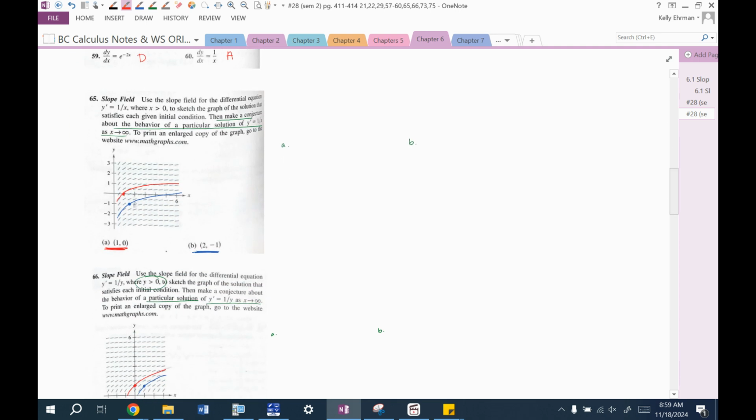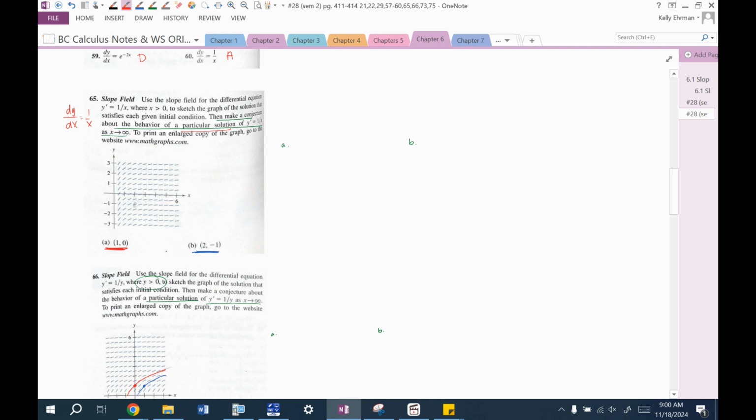For number 65, it says use the slope field for the differential equation y prime equals 1 over x, so dy/dx equals 1 over x, where x is greater than 0, to sketch the graph of the solution. I guess I meant to erase this. Start this over. Okay, so sketch the graph and then make a conjecture about the behavior of a particular solution of y prime equals 1 over x as x approaches infinity.